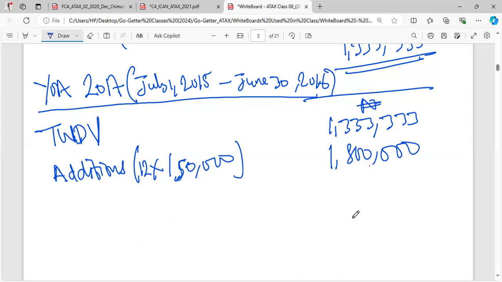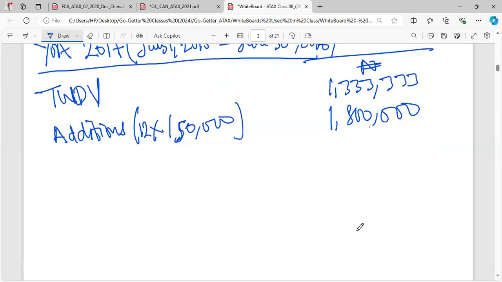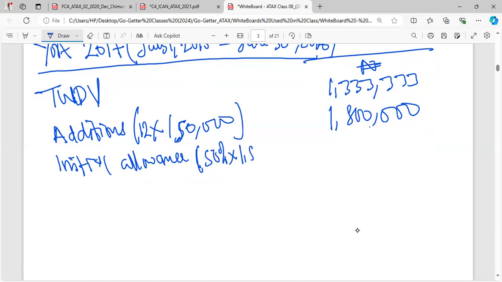So what you will do now, initial allowance for this addition. Initial allowance will be 50% of 1,800,000. That will give me 900,000.